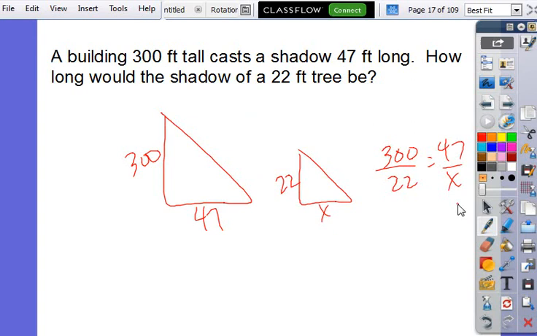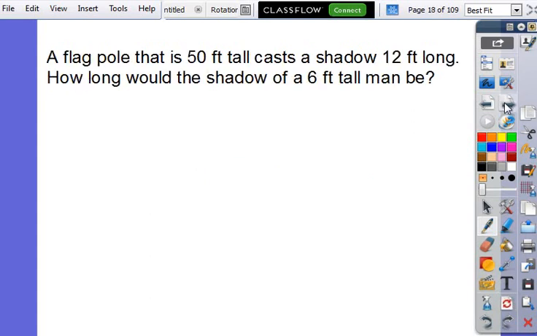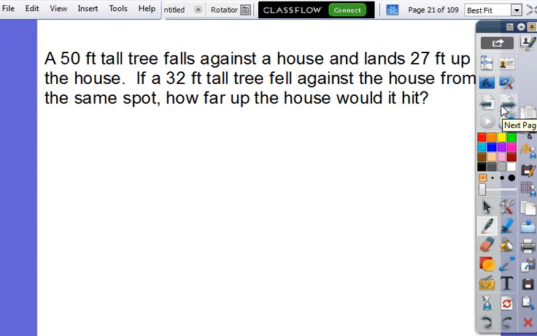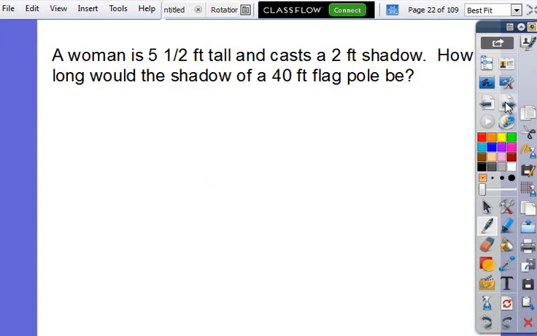I hope somebody said that. Is that wrong again? 300 over 22 and 47 over x. If I start with the big triangle first in the top, it's got to be in the top on the second. The only time that we would not have the height going straight up and down is when? If it says something about it falling or leaning, then it could be the hypotenuse. Otherwise, height is going to be straight up and down.